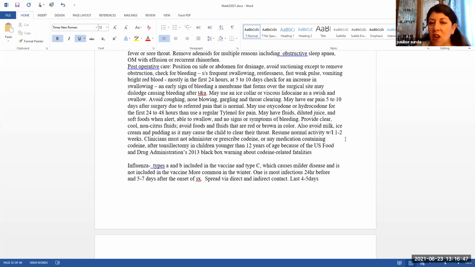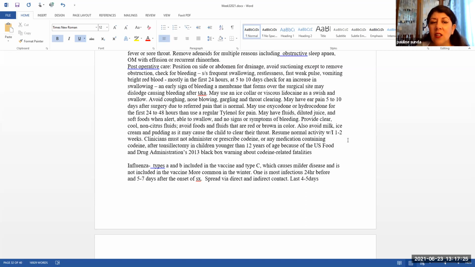You may use an ice collar or viscous lidocaine as a swish and swallow. You do want to avoid coughing, nose blowing, gargling, and throat clearing. They may have ear pain 5 to 10 days after surgery. This is a referred pain, and this is not uncommon. They may use oxycodone or hydrocodone for the first 24 to 48 hours, and then after that, using regular acetaminophen for pain. They can have fluids, diluted juice, and soft foods when they are alert, able to swallow, and there are no signs or symptoms of bleeding.